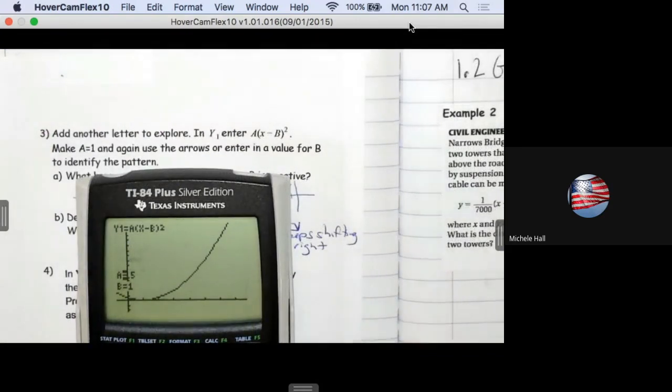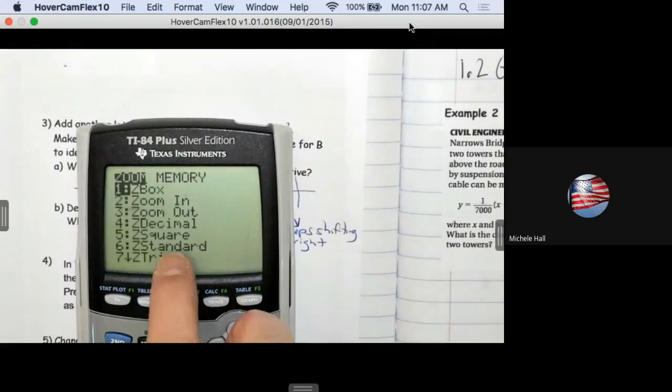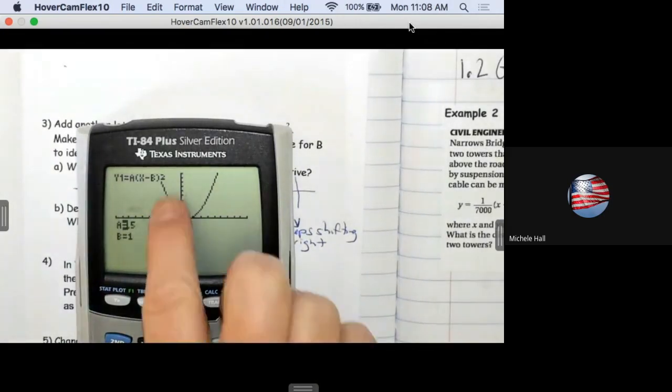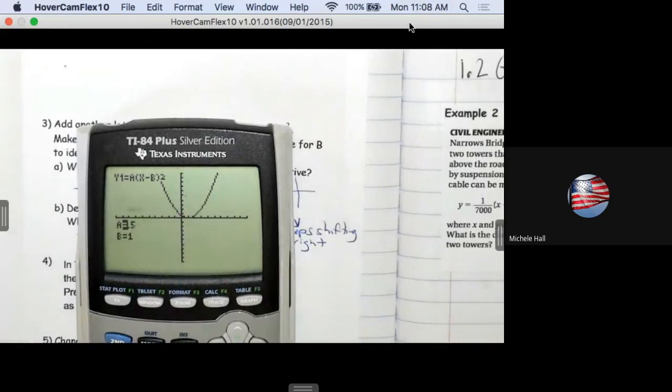I need to center my screen. My screen is way off. So I'm going to go to Zoom, and I am going to hit number 6 to put me back in a 10 by 10 grid. Zoom, number 6, and then I'm back to that 10 by 10 grid. This is a degree 2 because it's raised. It says x squared. Okay, it says x being raised to the second power. So this is our x squared function.